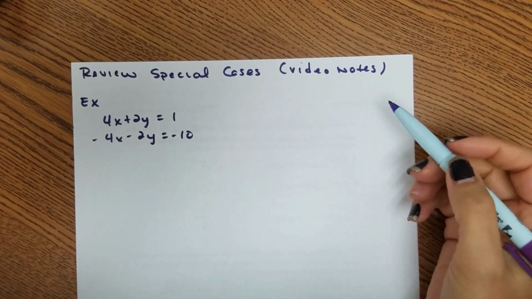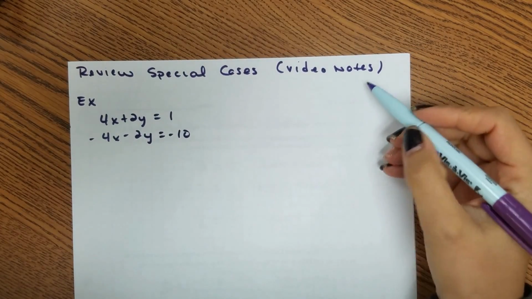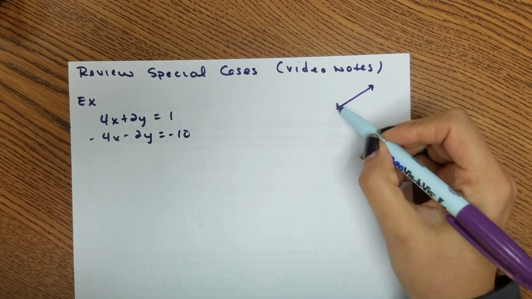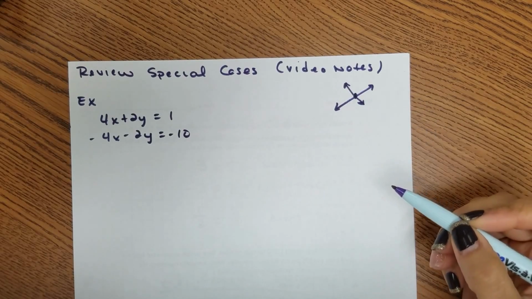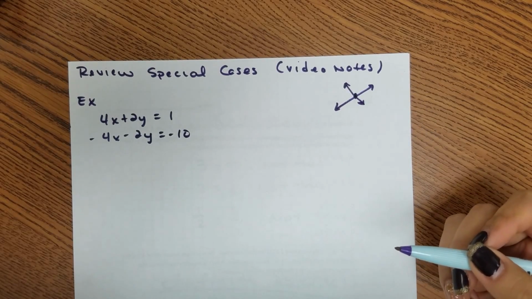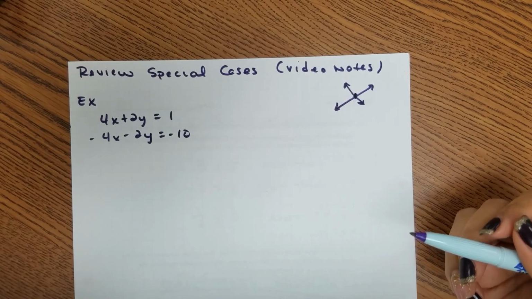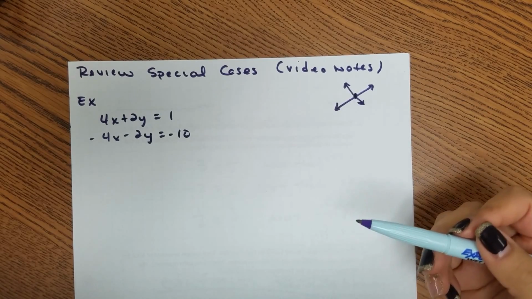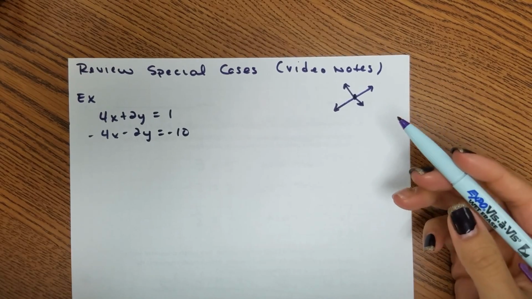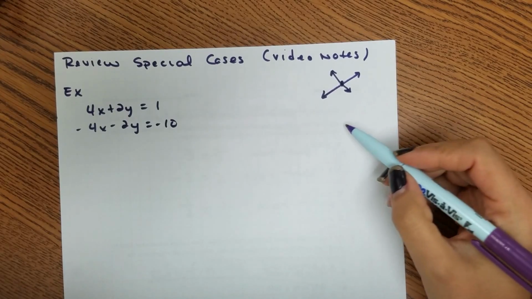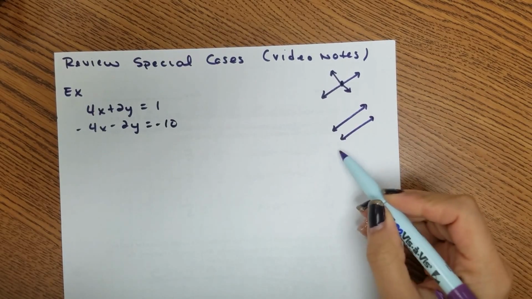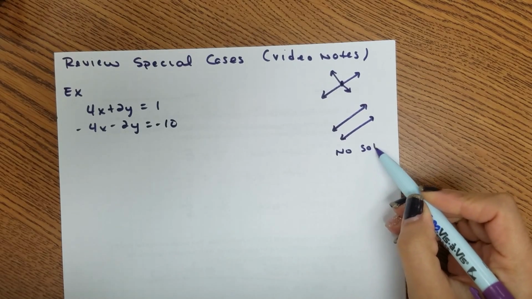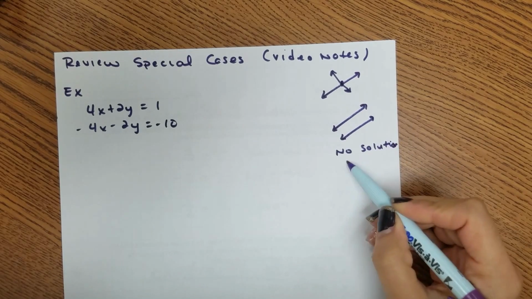Now one thing that you need to remember is that when you're solving a system of equations, you're looking for the point of intersection. That one point there is your solution. You only ever have one solution for a system of equations, and that's going to be the point where they intersect. Sometimes you're going to get a situation where your lines are parallel, which means that they never intersect. That means you're going to have no solution, and the lines are parallel.